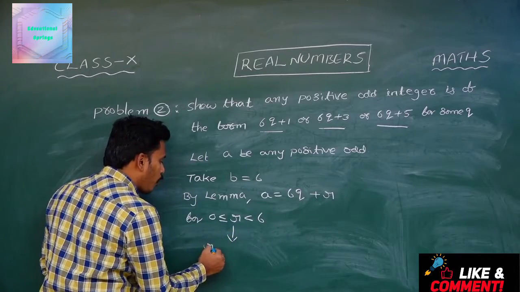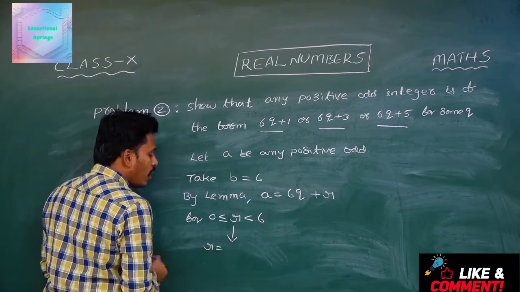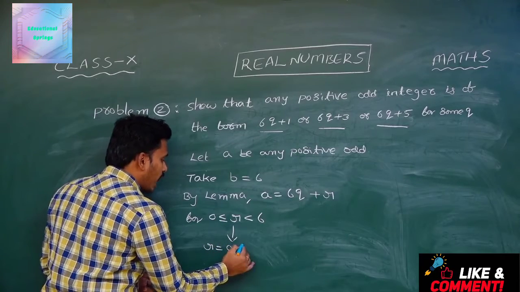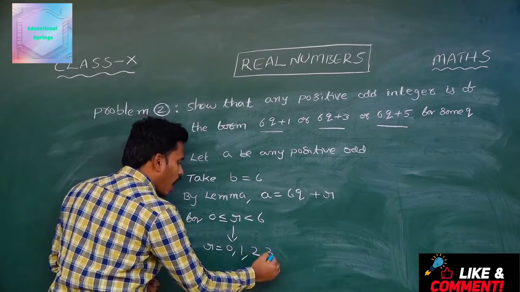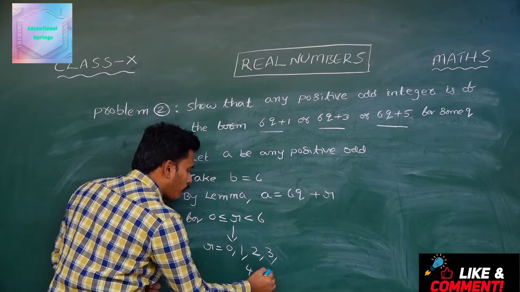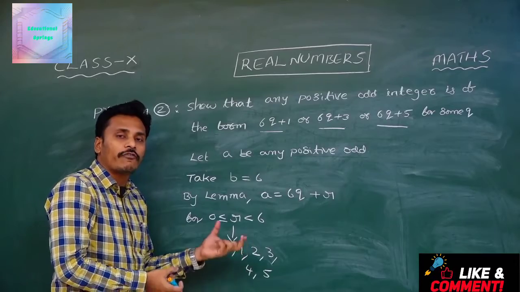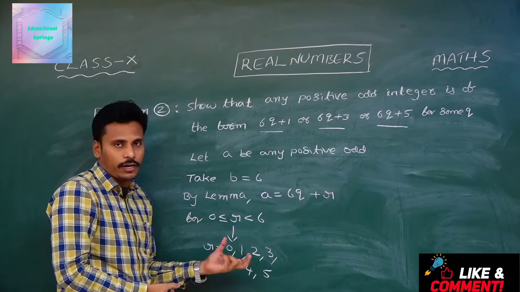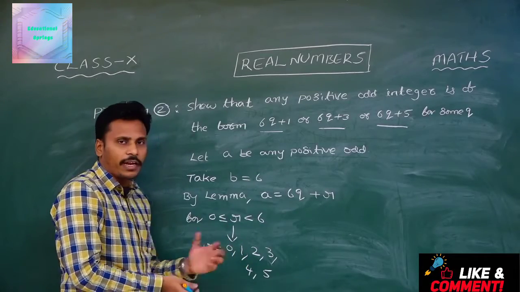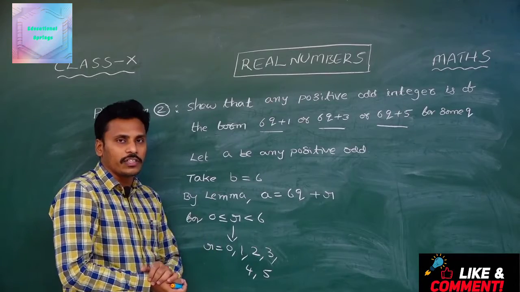What are those possibilities for r? Those are 0, 1, 2, 3, 4 and 5. See, 0, 1, 2, 3, 4, 5 are the possible values for r, and we may call it the remainder. So there are these possibilities for this remainder r.